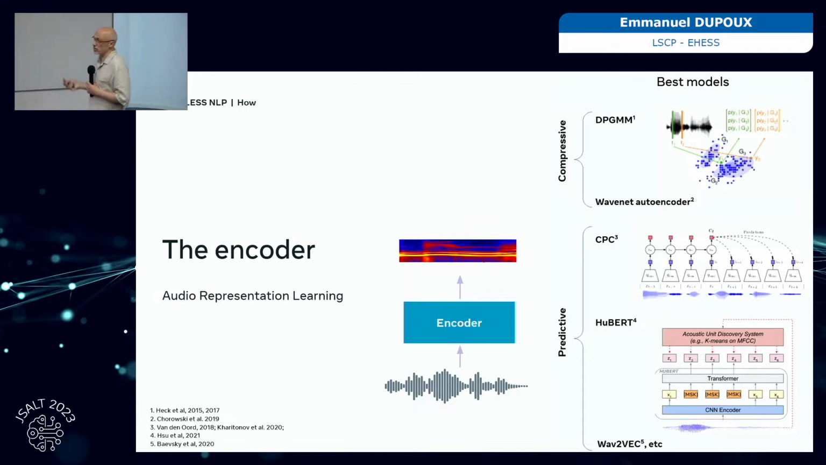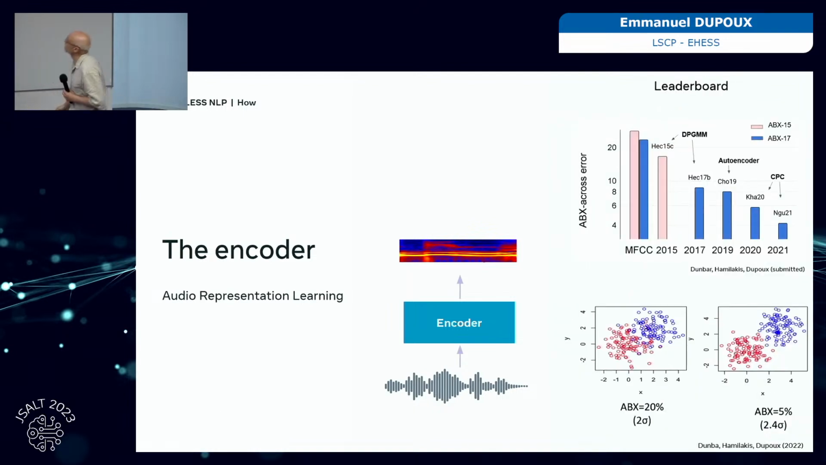And these models have been quite impressive at learning representations that are linguistically informative. And so they have really improved a lot on this ABX score, as you can see, starting from the MFCC with something like 20% error in ABX across speaker, down now to something like 4%. So that's quite good over the years.